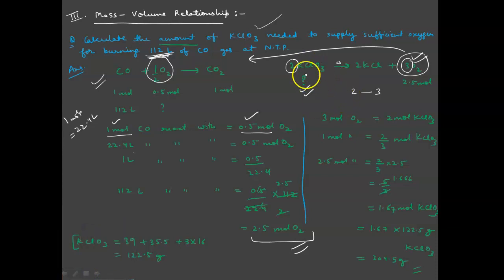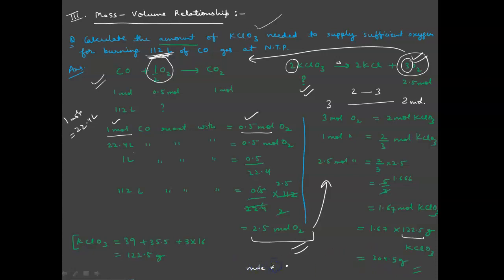So in this question, KClO3 will be on the RHS. From there, 3 moles require 2 moles. So 3 moles require 2 moles, 1 mole requires 2 upon 3, and this 2.5 will require 1.67 moles of KClO3. For KClO3 in grams, similar to the previous question, we will multiply by the molecular mass to get the mass.